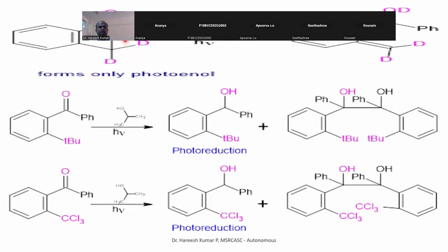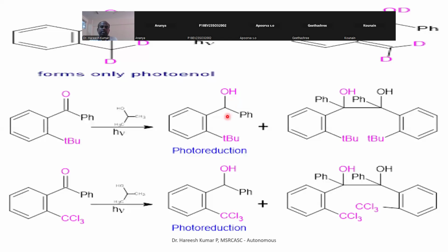So here, the three means there is no hydrogen, but there is a deuterium. This also means ortho-deuterated methyl benzophenone undergoes photoenol tautomerism. And suppose at the ortho position there is a group other than hydrogen. What is that group? A tertiary butyl group. In such a case, there is no photoenol formation, but there is photoreduction. What is photoreduction? Conversion of this ketone into alcohol.